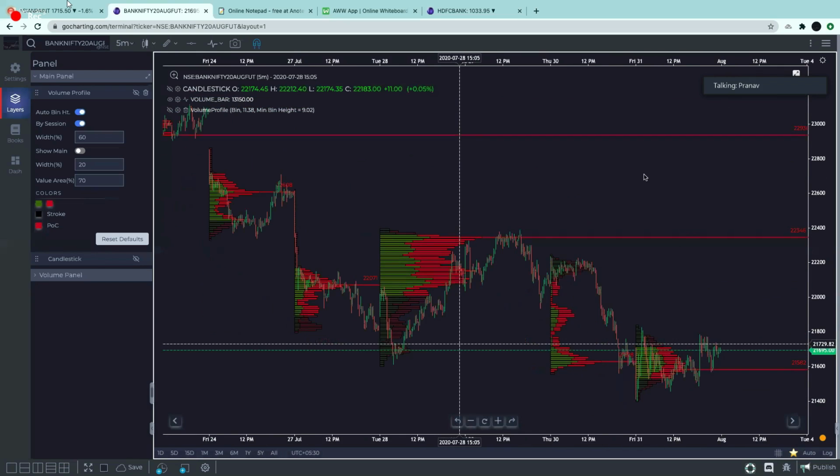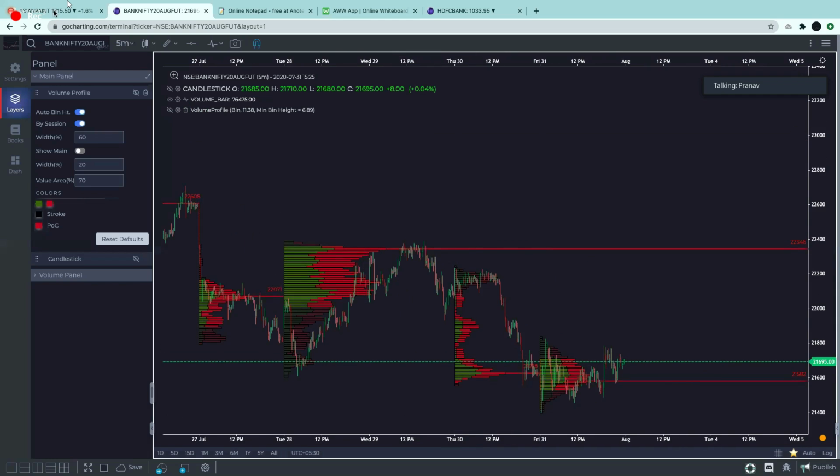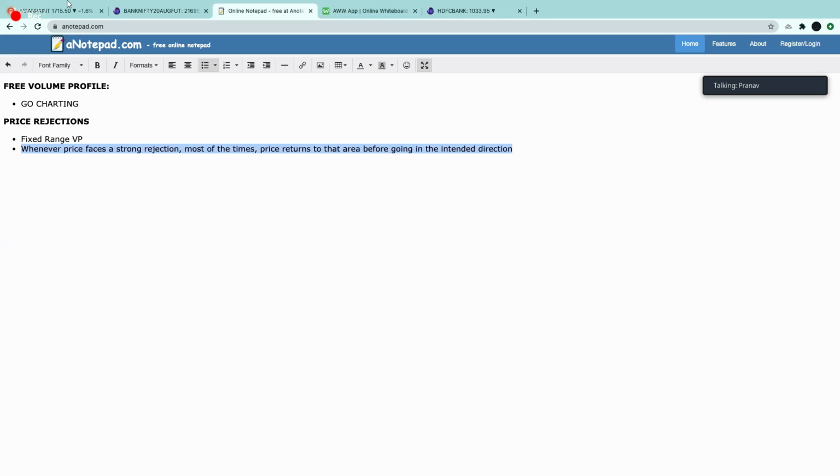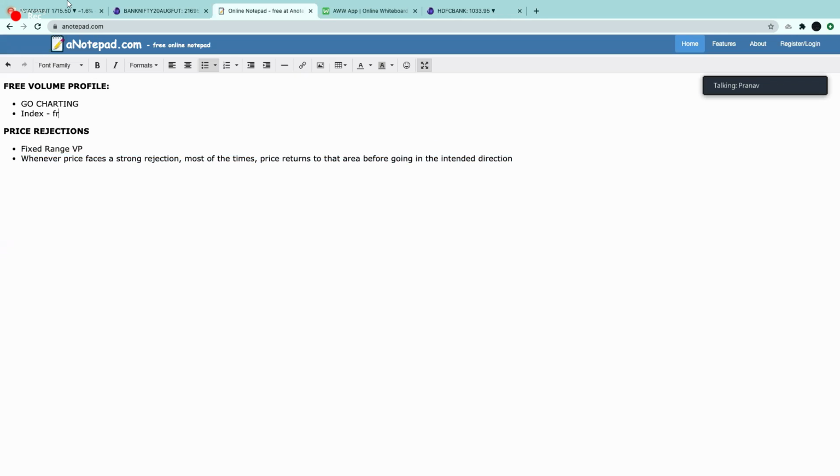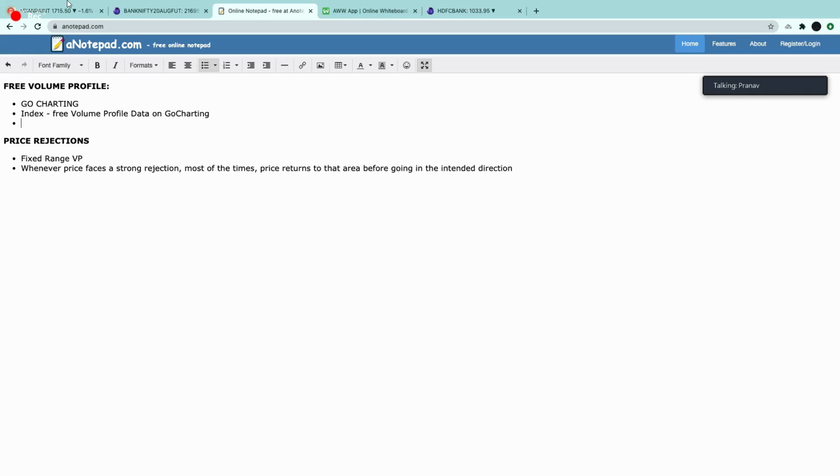So you can see volume profile in Bank Nifty and Nifty only on Go Charting. For the index, you can see free volume profile data on Go Charting. On TradingView, it's not available, unfortunately. Even futures data is not available. So you'll have to go to Go Charting. The only thing with Go Charting is this is end of day data, EOD data.